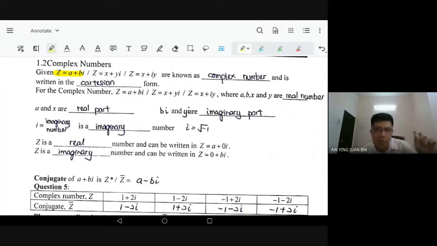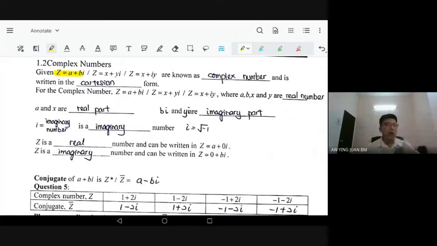Ulang, nampak perkataan complex number, you tulis Z equals to A plus BI. Nampak Z, you tulis A plus BI. Nampak A plus BI, then you fikir complex number, then you tulis Z. Itu saja. Saya suka A plus BI.